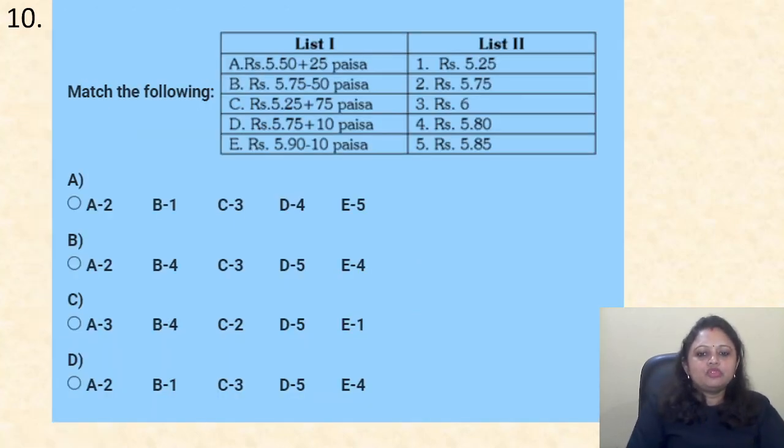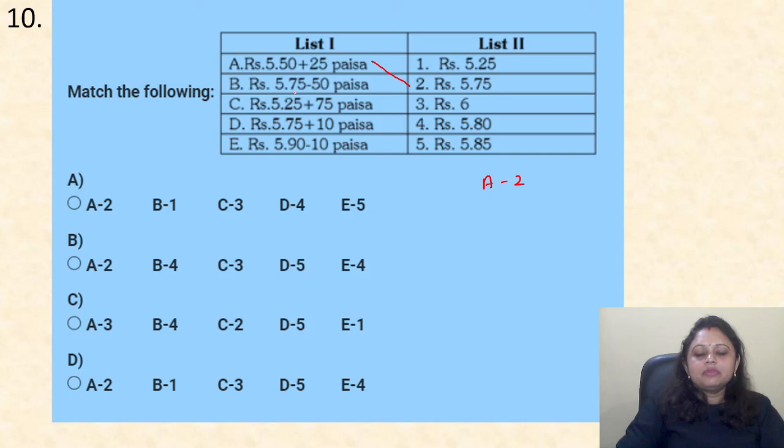Coming to the next question, match the following. Here we have to match the following. List 1 and list 2 are there, right? So for A, rupees 5 50 paisa plus 25 paisa, 5 50 plus 25, that will be 575. Okay, so A, it is 2 rupees.